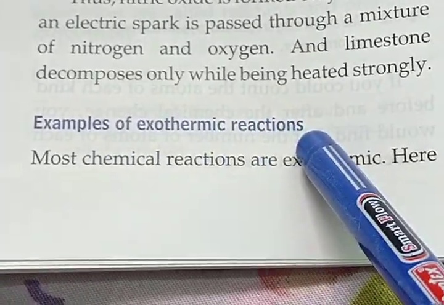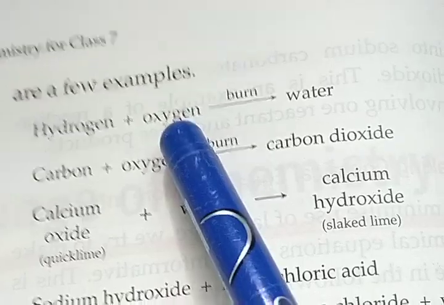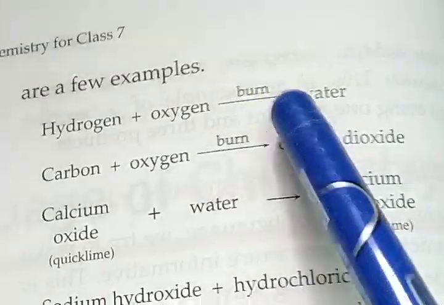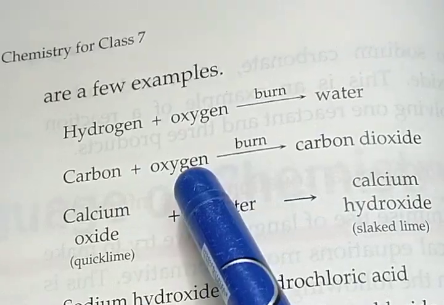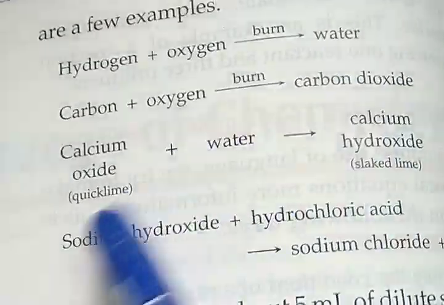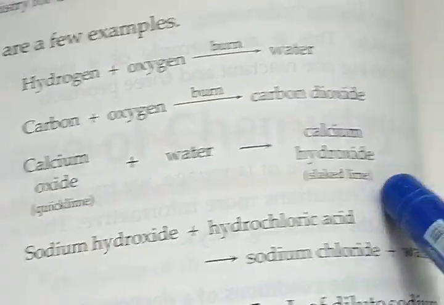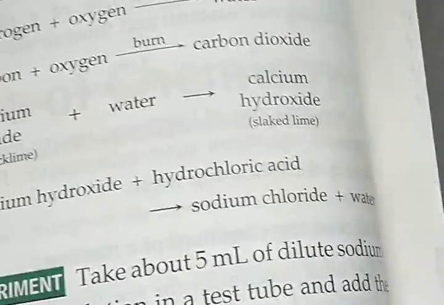Examples of exothermic reactions. Most chemical reactions are exothermic. Here are a few examples, like hydrogen plus oxygen. अगर उन दोनों का हम लोग बर्न करेंगे तो नॉर्मली वाटर फॉर्म होगा. कार्बन प्लस ऑक्सीजन बर्न करेंगे तो कार्बन डाइऑक्साइड फॉर्म होगा. हीट भी रिलीज हो रहा है. कैल्शियम ऑक्साइड के साथ अगर हम वाटर मिक्स कर देंगे तो नॉर्मली कैल्शियम हाइड्रोक्साइड फॉर्म होगा और उसके साथ हीट रिलीज होता है. सोडियम हाइड्रोक्साइड प्लस हाइड्रोक्लोरिक एसिड दोनों को मिक्स कर देंगे तो नॉर्मली सोडियम क्लोराइड प्लस वाटर, उसके साथ हीट रिलीज होता है.